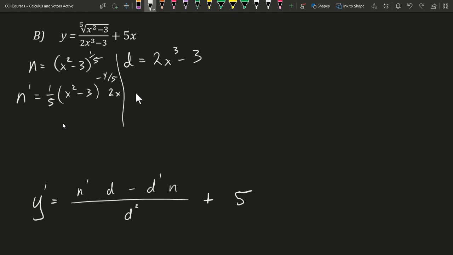Now, d prime is going to be, well, 3 times 2 is 6x, and I'm going to lower that to a 2. And then I'm going to add or subtract 0, because remember the derivative of 3 is just 0. All right. So here's my n and n prime, my d and my d prime, right? Assuming we remember the chain rule and how to do the power rule here. This is all pretty cool. And now I just go and I fill all this stuff in. So n prime goes here, d goes there, n goes here, and d prime goes there.